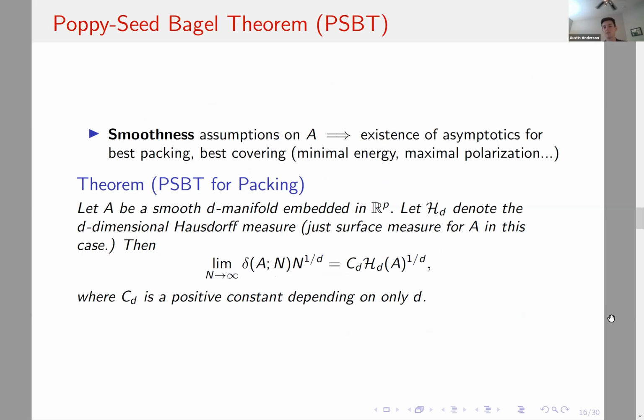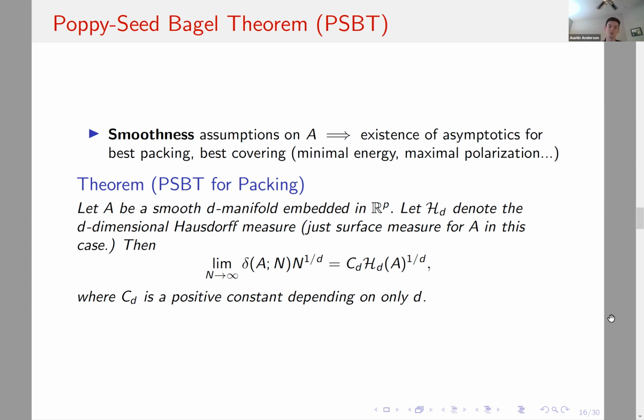Now, the main goal of asymptotics of best packing and best covering and minimal energy and maximal polarization is to try to take the most mild smoothness assumptions that you can make on your compact set A and translate this into existence of asymptotics for these various quantities. So today we're primarily focusing on best packing and best covering, but it's worth mentioning that a lot of the most robust progress on this was initially done for minimal energy. So this type of theorem is generally called the poppy seed bagel theorem now due to these minimal energy problems, and we'll briefly see why. But first, I want to state the poppy seed bagel theorem for best packing.